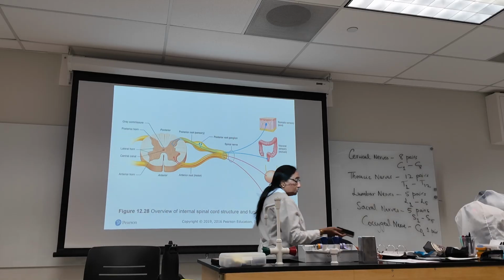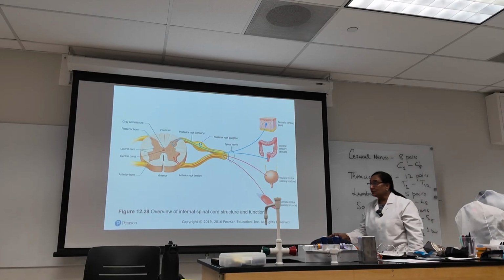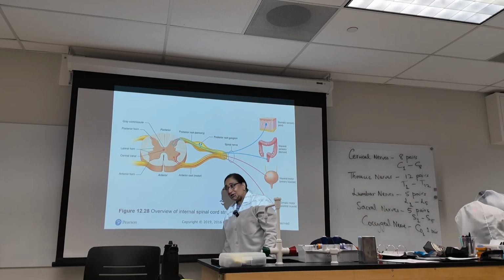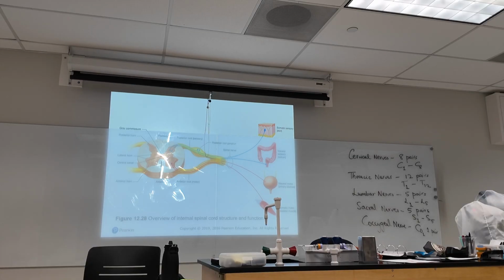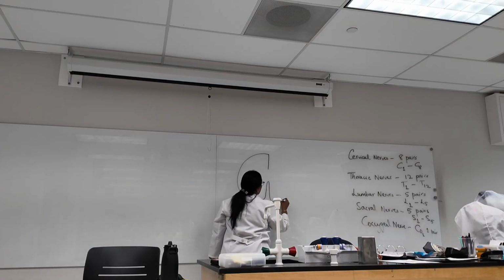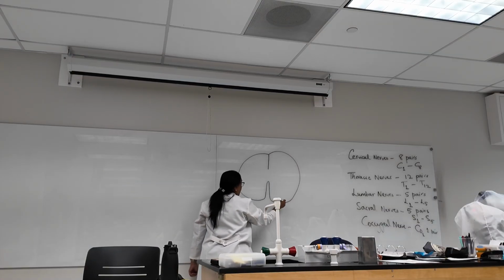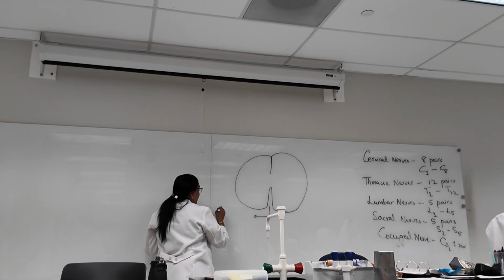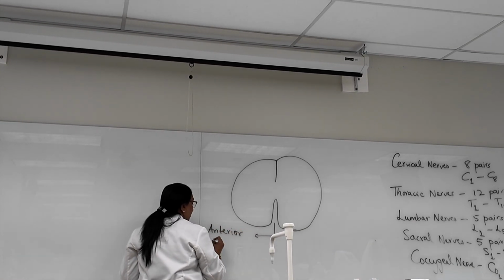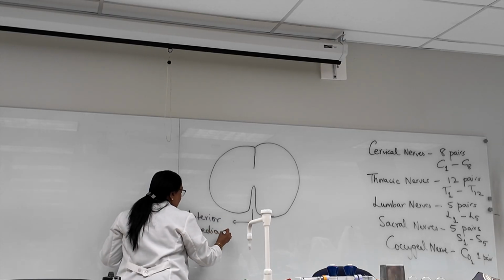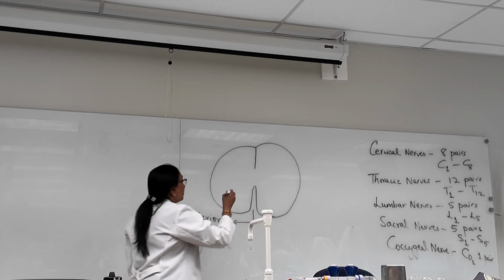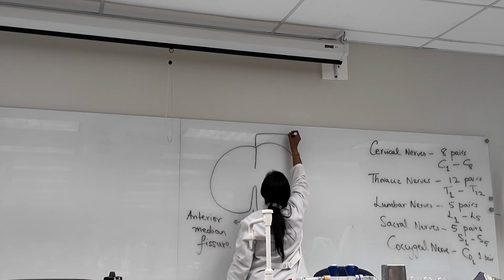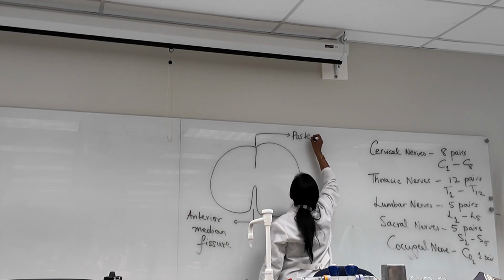Now, you can follow the picture that is there. Let me draw this, so that it is a little bit clearer rather than just looking at the picture. This is called the anterior median fissure. And I'm going to take a little time with this because this is the most important part of it. This line is called the posterior median sulcus.